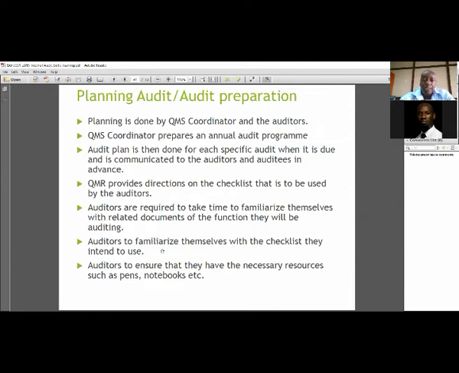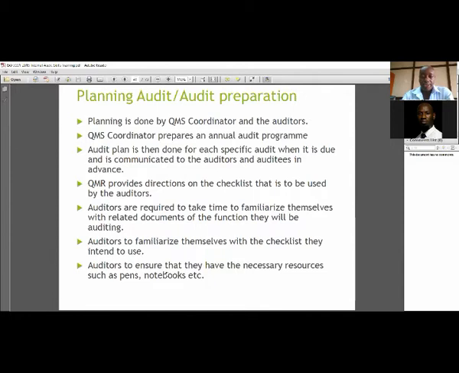Auditors to familiarize themselves with the checklist. If it's a standard checklist, it's important that you familiarize yourself, such that if there is a question that you are to ask, you first understand what is the intention of that question. What do you expect to gather from asking that kind of a question? So you need to familiarize with the checklist.